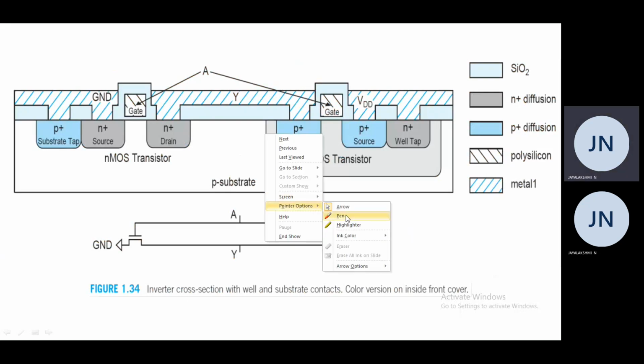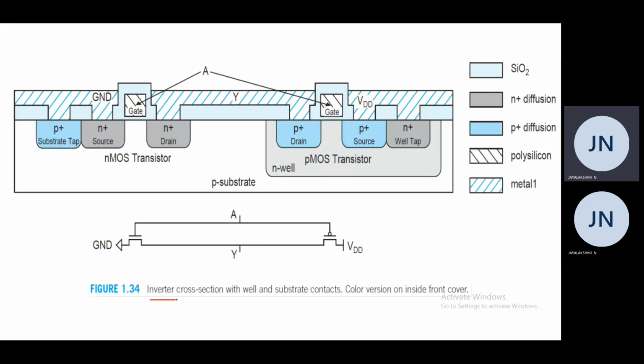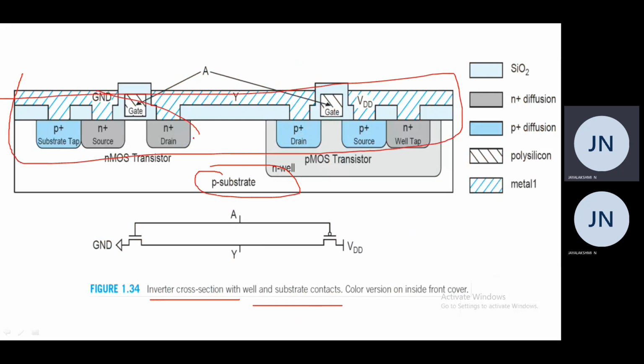Next we're going to see the cross-section view. The figure shows the inverter cross-section with well and substrate contacts. This figure shows the cross-section and the corresponding schematic of an inverter. In this diagram, the inverter is built on a P substrate. This is your actual inverter, and it can be built on a P type substrate.